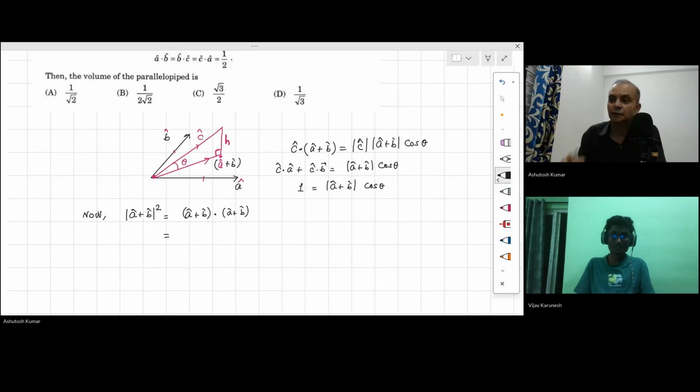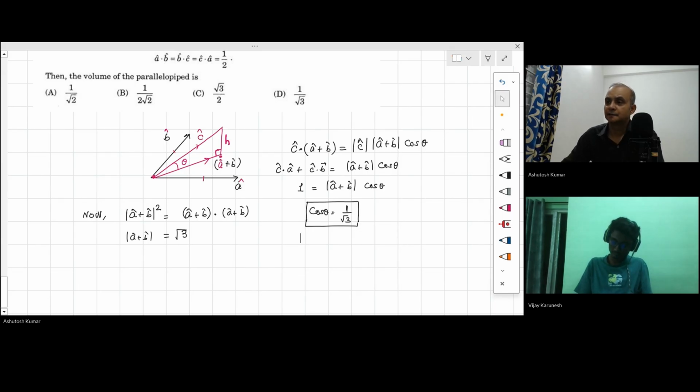Now notice what is going to be happening. It's very interesting. C cap magnitude will get a 3, correct? Yes, sir. 3 now, very good. So that value will be root 3. So cos theta we got as 1 by root 3. Yes, sir. If we get the cos theta as 1 by root 3, can we find the height h? Yes, sir.